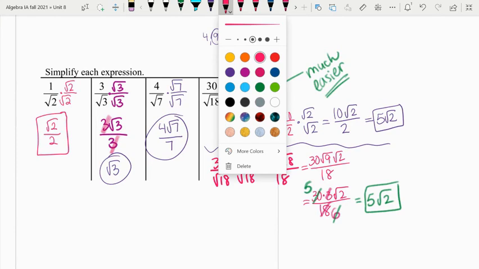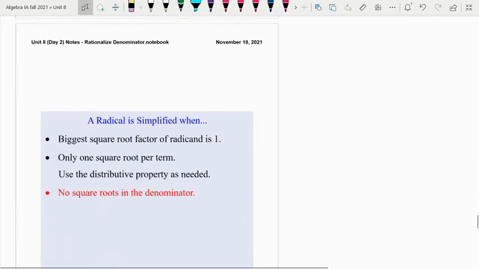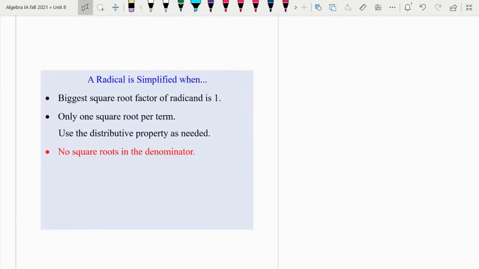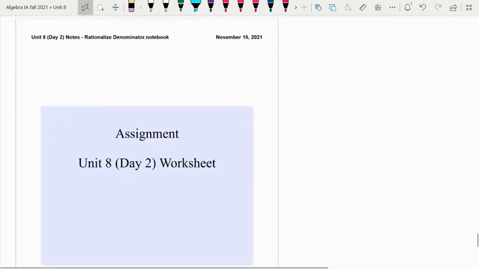All right, next set. Let's see what we have. A radical is simplified when the biggest square root factor of the radicand is 1. Only one square root per term. Use the distributive property and no square roots in the denominator. So let's look at a few more.